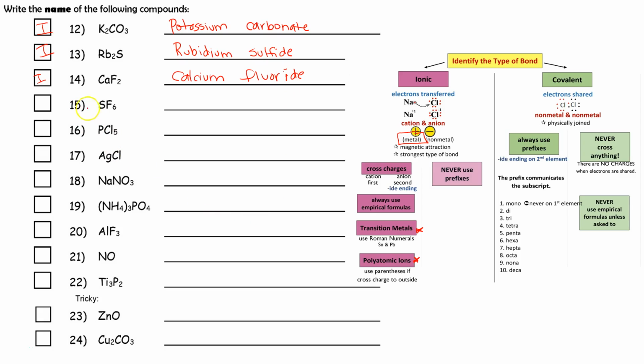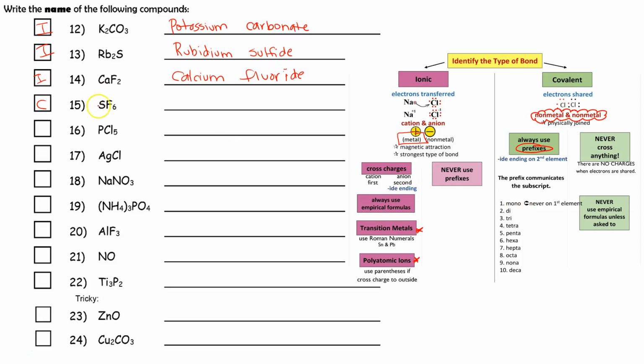All right, number 15, SF6. What types of elements are these? We're going to look them up. Sulfur is a nonmetal. Fluorine is a nonmetal. Anytime you have nonmetals, it's going to be covalent. So how do I do this? Well, the first thing you're going to do is always use prefixes, unless mono would be on the first element. That's the only time that you don't.